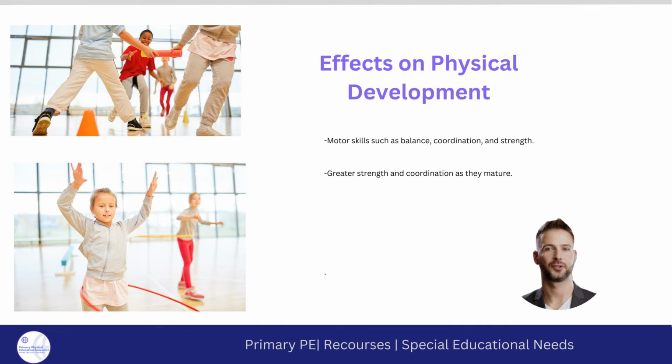Maturation affects a child's motor skills, such as balance, coordination, and strength. For example, as children mature, they typically develop greater strength and coordination, which allows them to participate in more advanced physical activities. Primary physical education teachers must know their students' maturation levels to provide appropriate developmental and physical activities. For instance, children at different ages and maturation stages will have different abilities when playing sports or engaging in other physical activities. It is important to consider individual differences and design activities accordingly.